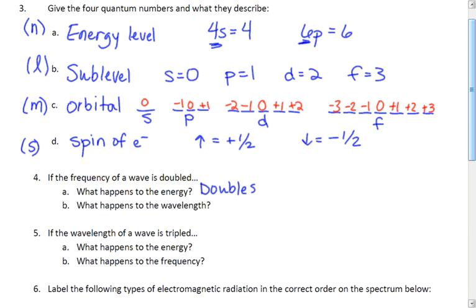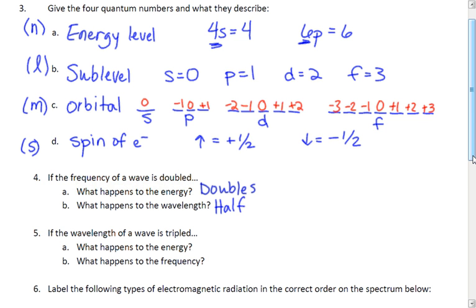So if I'm getting twice as many waves going by every second, what happened to my wavelength? It got shorter, it got cut in half. And that's the type of relationship you're going to have to be able to recognize on your test. It'll be questions very similar to this.